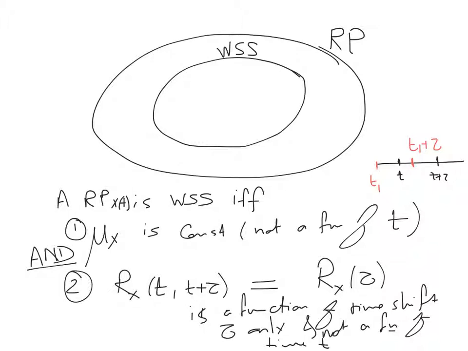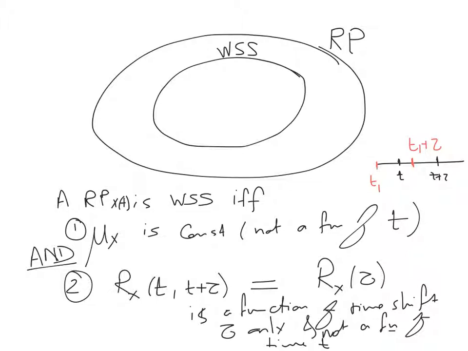If I calculate the autocorrelation between t1 and t1 plus tau, I will get exactly the same value as between another t and that t plus the same tau. So it only depends on the shift. It doesn't depend on the start point, whether I start at t1 or at t. It only depends on the difference between the start and the other point. Got the idea? So if a random process satisfies condition 1 and condition 2, then that random process belongs to the wide sense stationary class.